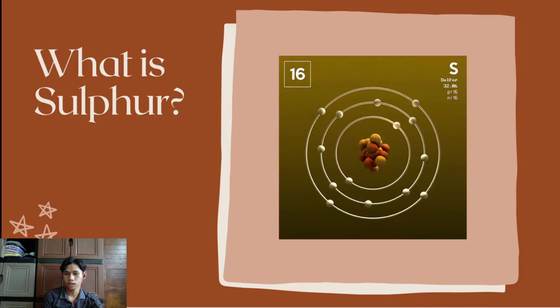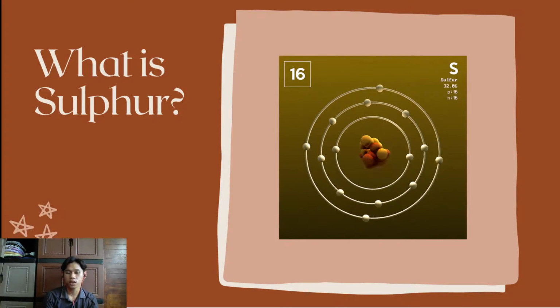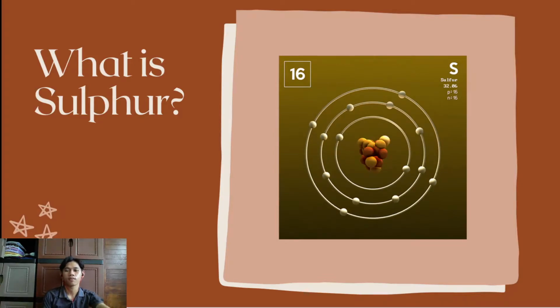So, what is sulfur? Sulfur is a chemical element with the symbol S. Atomic number of sulfur is 16 and atomic mass for sulfur is 32. From this picture, we know that the proton and electron number of sulfur is 16 and the neutron number is also 16. For general information, sulfur is abundant, multivalent, and non-metallic.